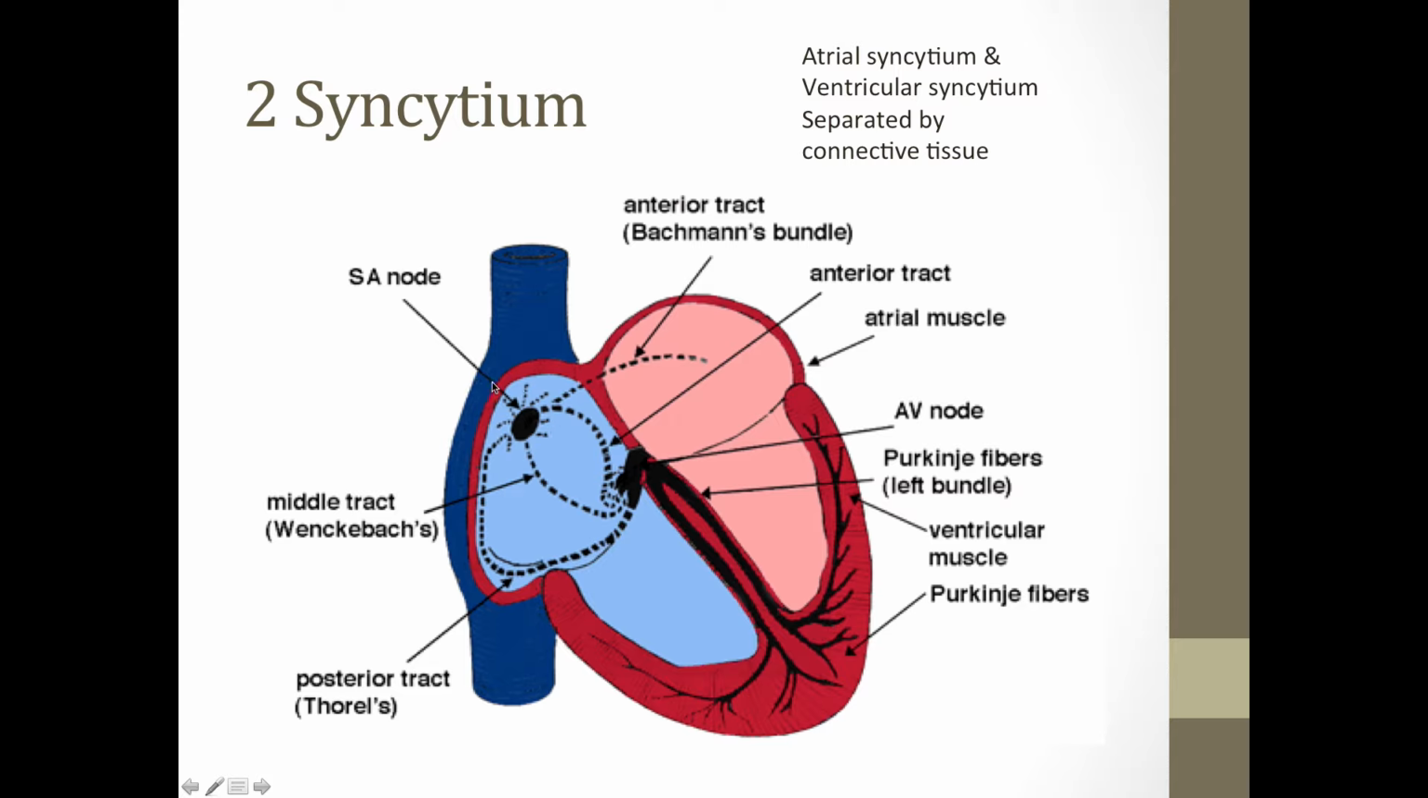When we have stimulation of the SA node, that syncytium is excited so that we have atrial contraction. Eventually, that wave of excitation makes its way to the AV node, which will then spread down through the ventricles.